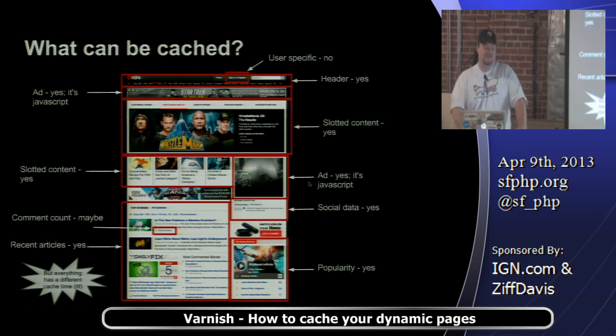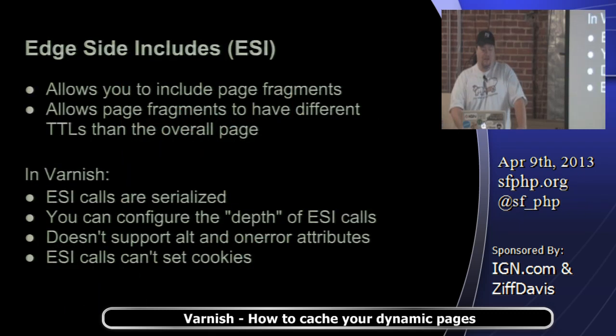As an example, using Varnish, we took it from 35 servers down to 15 servers running the main part of IGN. And the way that you're able to get those portions of the page cached is using a technology called ESI. Does anyone not know what ESI is?